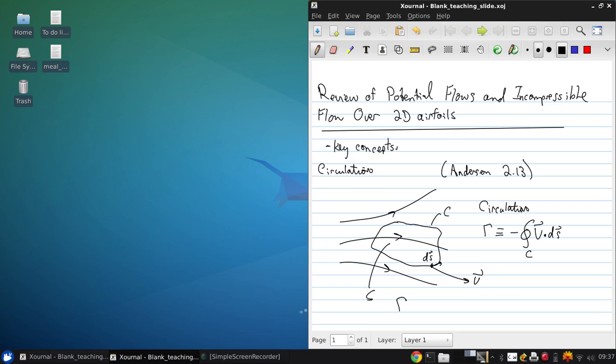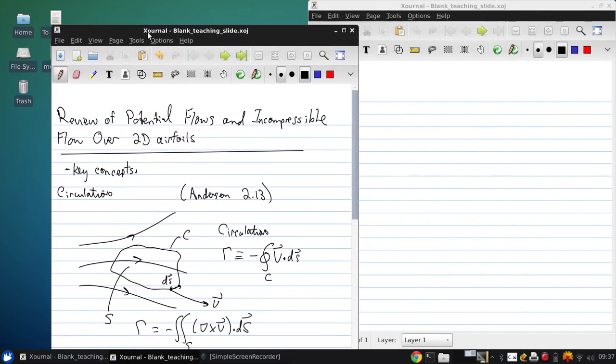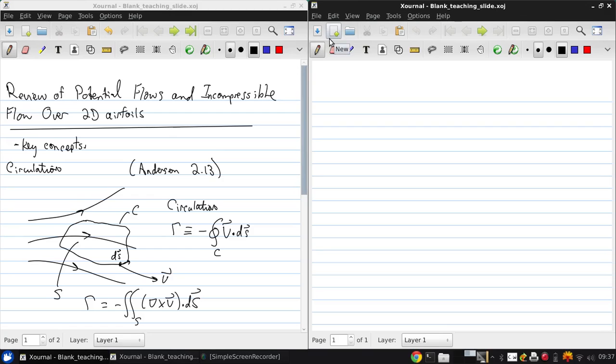Further, the circulation is related to the vorticity via Stokes' theorem. This is actually capital S, the surface. So if we integrate over the surface S of del cross V dot dS, then this also gives the circulation, as these are equivalent using Stokes' theorem. We'll use that circulation later on. For now, I just want to refamiliarize you with the definition.